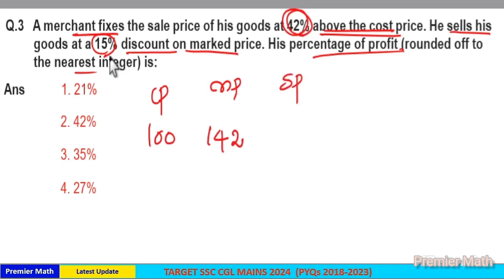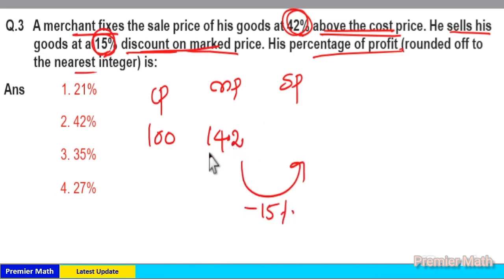Now the sell price is 15% discount on marked price. So 15% discount on 142 rupees. 10% of 142 is 14.2. Then 5% is half of 14.2, which is 7.1. So 14.2 plus 7.1 is 15%, which is 21.3 rupees. Now subtract 21.3 rupees from 142 rupees. 142 minus 21 is 121, and 121 minus 0.3 is 120.7 rupees.